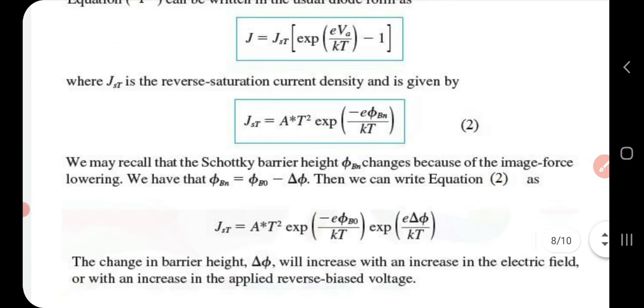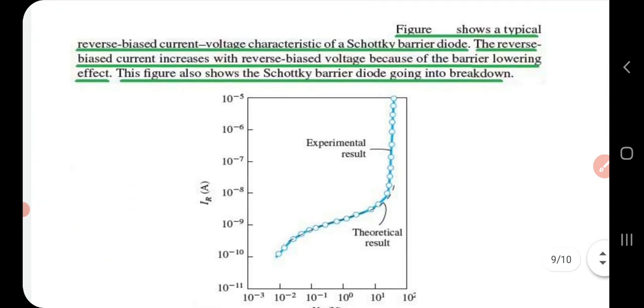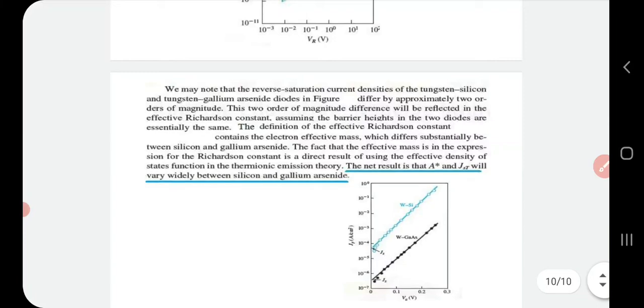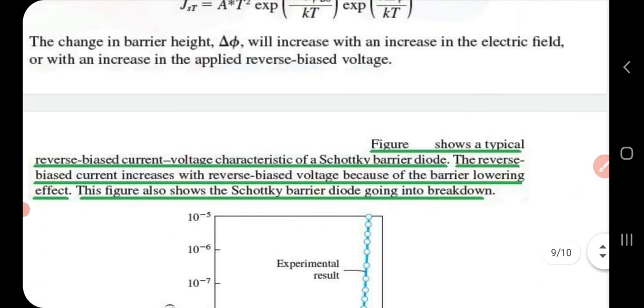Okay. Or sometimes the question will be, as already said, show that the change in barrier height increases with increase in electric field or with the increase in applied reverse voltage. So up to this much you can write. If you want, you can mention this one, or you can skip it, no need of writing. Okay, so study that. Thank you.